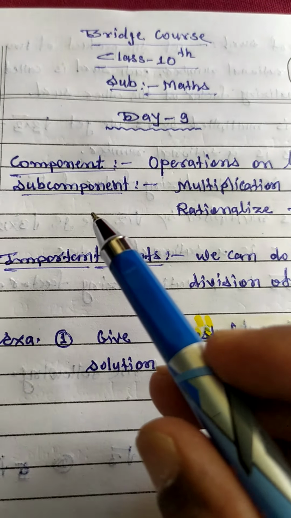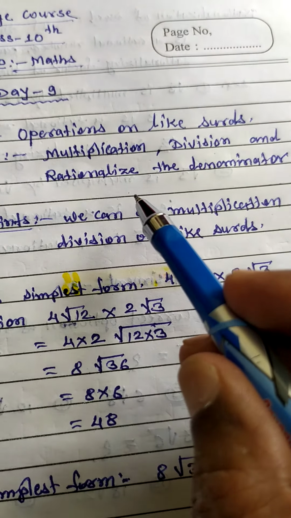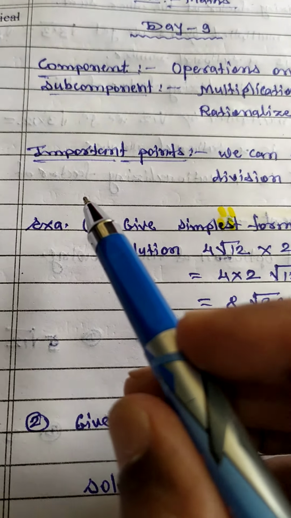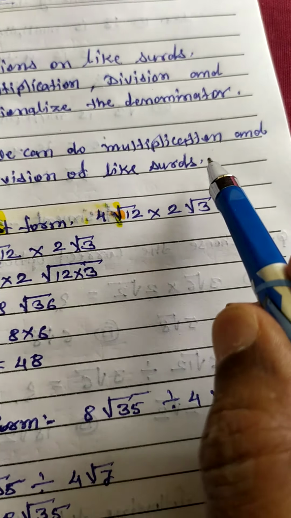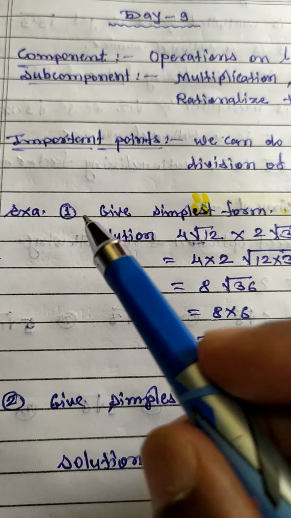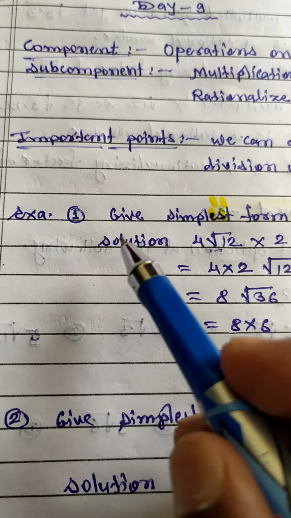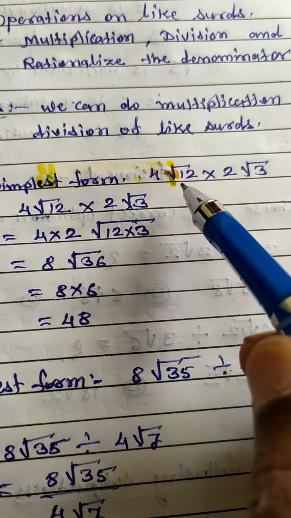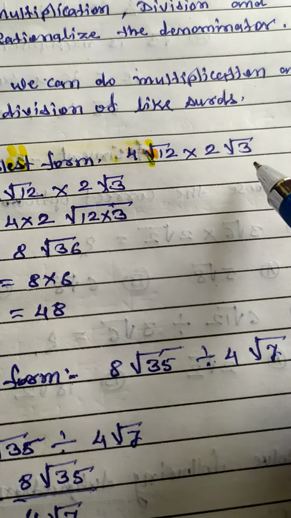Operation on like surds and subcomponents: multiplication, division and rationalizing the denominator. In this case the important point is we can do multiplication and division of like surds. Now for this we take one example. The example is: give the simplest form of 4 root 12 into 2 root 3.